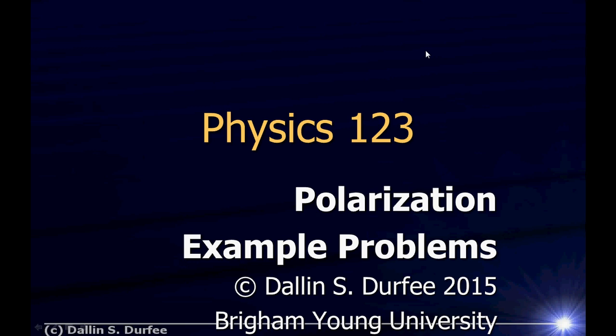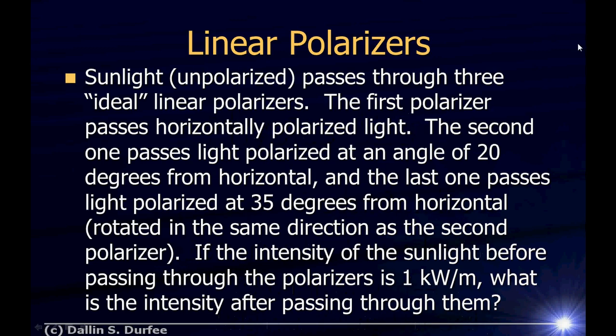Alright, let's work some polarization problems. First, linear polarizers. Imagine sunlight, which is unpolarized, passes through three ideal linear polarizers. Ideal meaning they perfectly absorb one polarization and perfectly transmit the other.